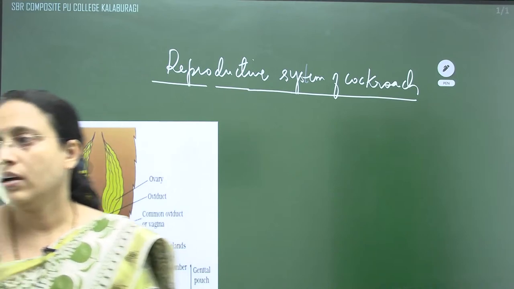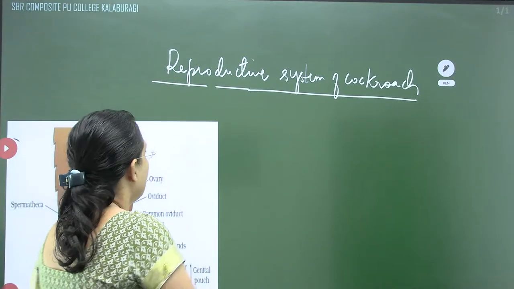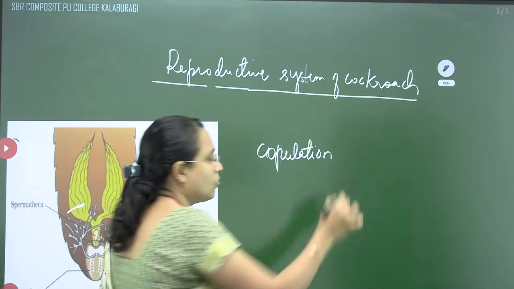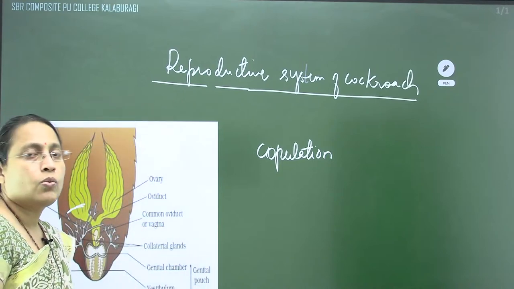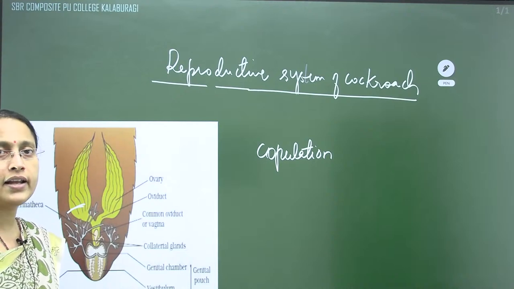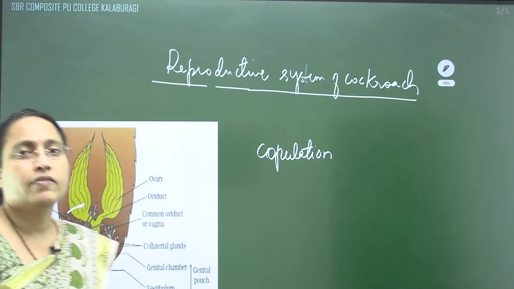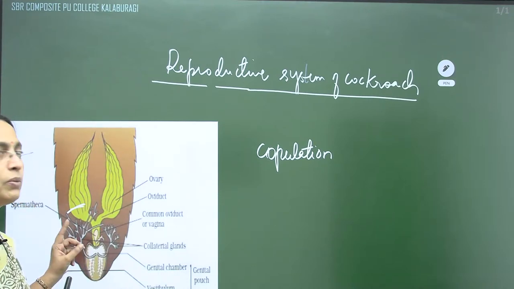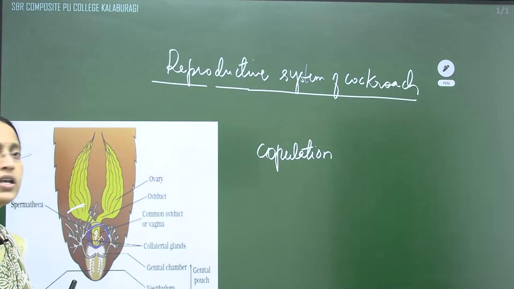Now, coming to how reproduction occurs. First, mating occurs between the male and female cockroach, a phenomenon called copulation. During copulation, the gonapophysis, the male external genitalia, will help in deposition of spermatophores inside the body of the female, that is, in the genital chamber of the female. Here sperms will be released and stored in the spermatheca.